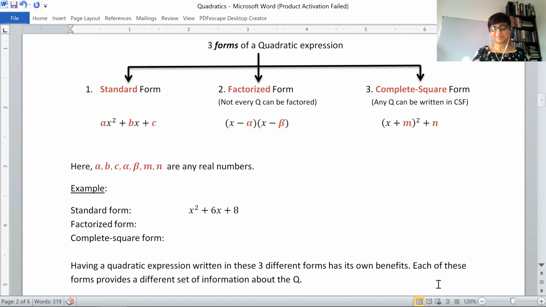Now, as I said, each of these different forms tell you something about the quadratic. Let me just show you, demonstrate that to you. Okay, I'm going to take this exact example. Now, did you write this quadratic that I gave you in the example? I gave you in the standard form.